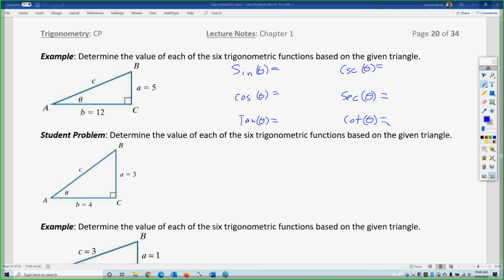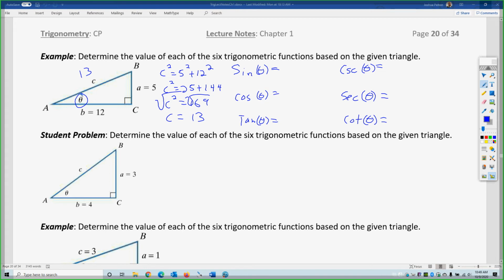Alright, we don't have all the sides, we need the other side, c. So c squared equals 5 squared plus 12 squared. So c squared equals 25 plus 144. So c squared equals 169. So if I square root both sides, c equals plus or minus 13, but in this case we only need the positive answer.